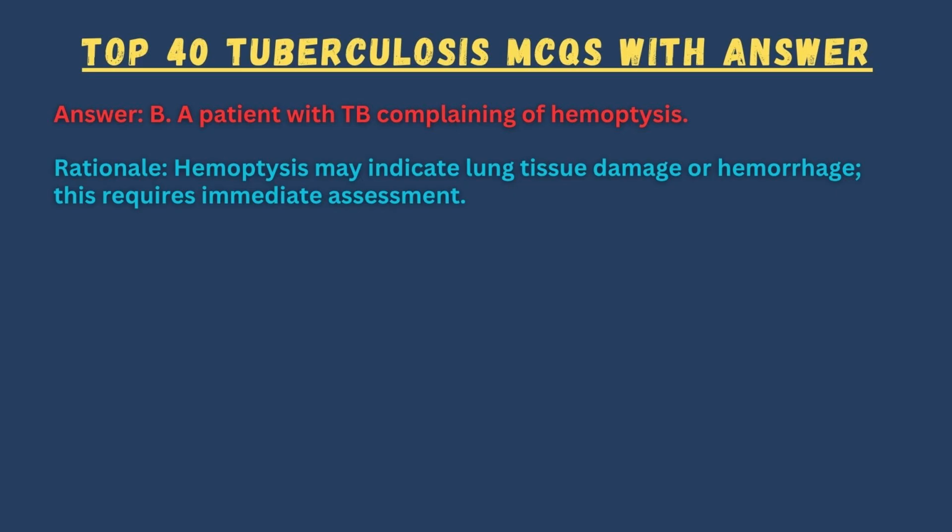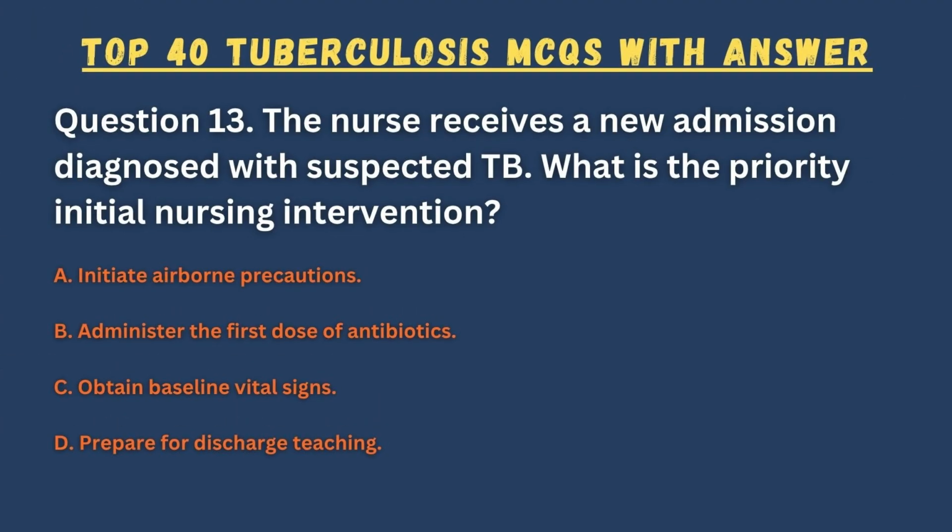Answer. B. A patient with TB complaining of hemoptysis. Rationale. Hemoptysis may indicate lung tissue damage or hemorrhage. This requires immediate assessment. Question 13. The nurse receives a new admission diagnosed with suspected TB. What is the priority initial nursing intervention?